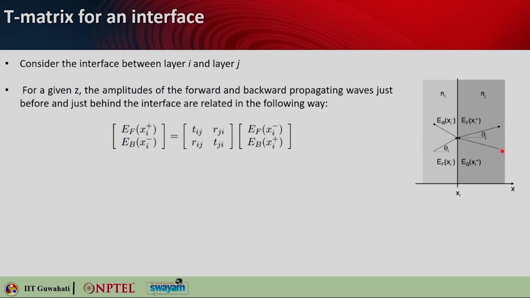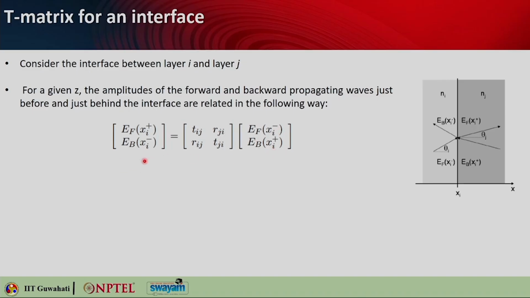Another thing would be if there is a backward propagating wave here, some part will get reflected and that will also come here, right. So these two rays will be in the same direction. So the other component will be Rji. Why Ji and not Ij? Because here the light is actually in region J and it is going towards I, so it is Rji, reflection from the interface while going from J to I. So it is Rji, and then you multiply EB Xi plus. Clear? So this is how you get this equation equals Tij EF Xi minus plus Rji EB Xi plus.